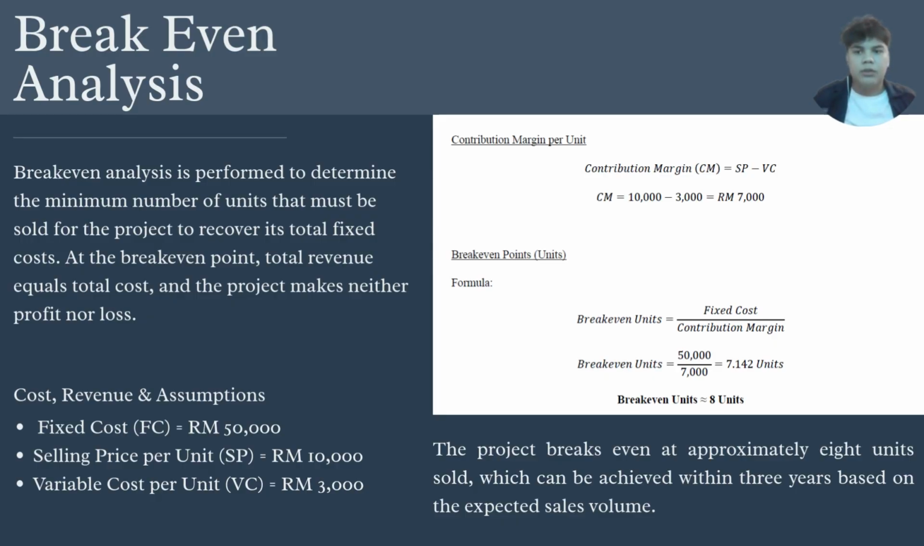The break-even analysis determines the minimum number of units that must be sold for the project to recover its total fixed cost. The analysis is based on a fixed cost of 5,000, a selling price of 10,000 per unit, and a variable cost of 3,000 per unit. Based on this assumption, the project reaches its break-even point at approximately 8 units sold, meaning total revenue equals total cost, and the project makes neither profit nor loss. The break-even level can be achieved within about 3 years based on the expected sales volume.